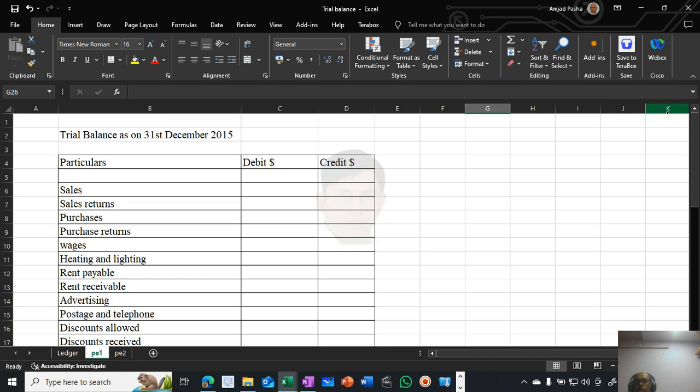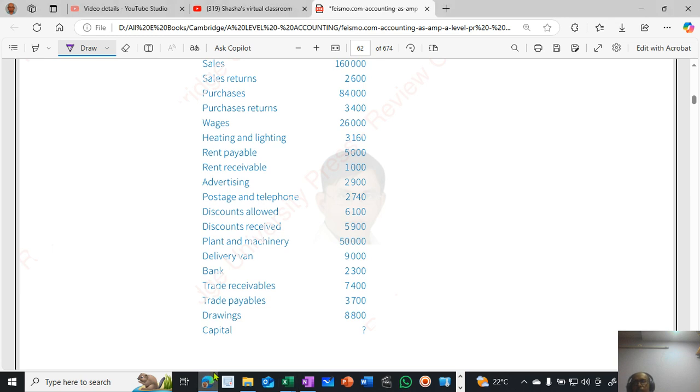Sales will always come in credit. Sales return is the opposite of sales, so sales return will always come in debit. Purchases always debit. Purchase return always credit. You have to understand this. Whatever you have learned till now, you have to apply and then prepare the trial balance. So coming to the question again, the question is here.